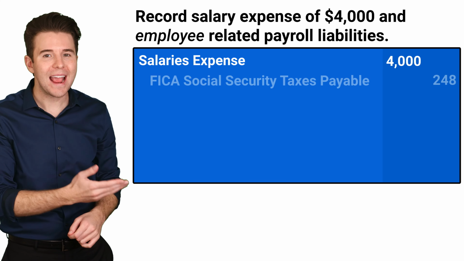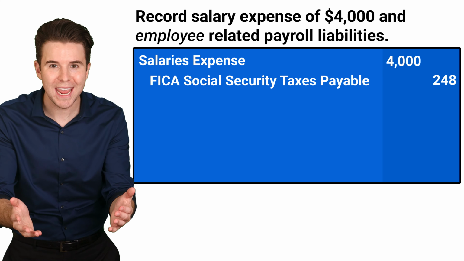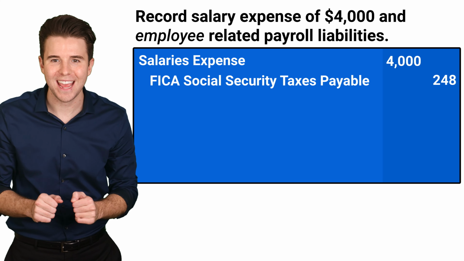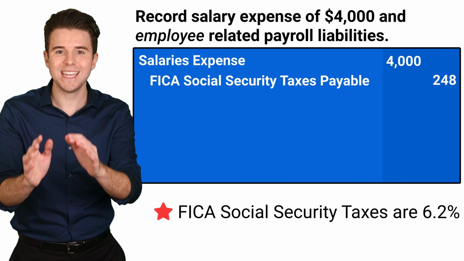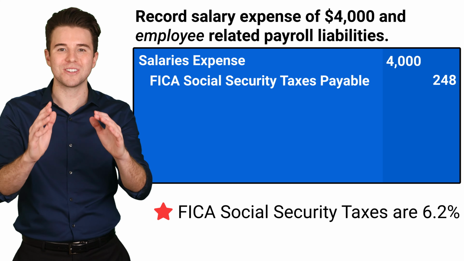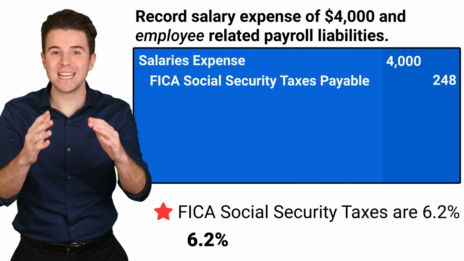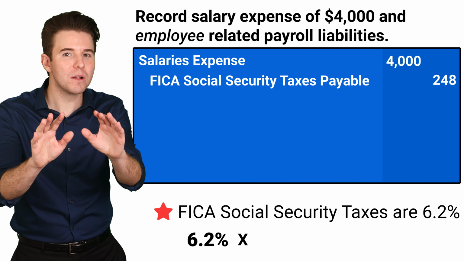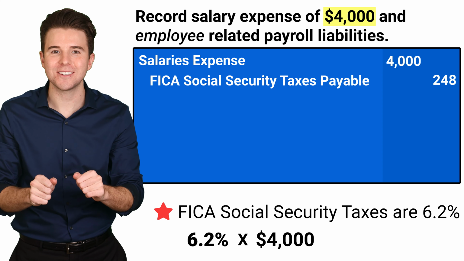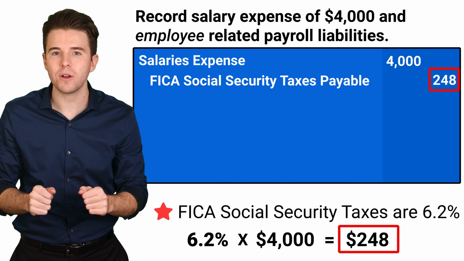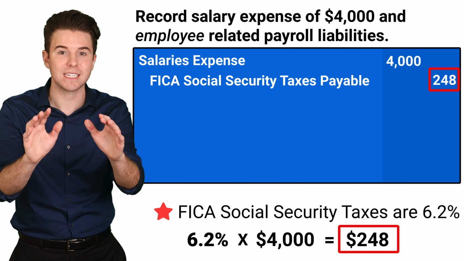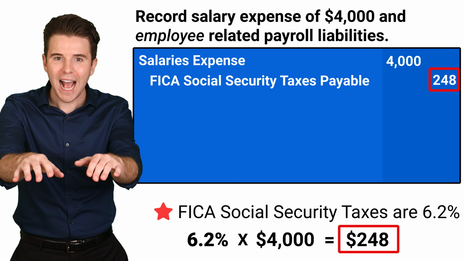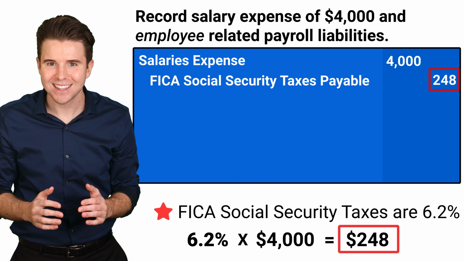Next, credit FICA Social Security taxes payable for $248. Social Security taxes are 6.2%. Therefore, take 6.2% and multiply it by the $4,000 salary to get $248 of Social Security taxes owed to the government on behalf of the employee.